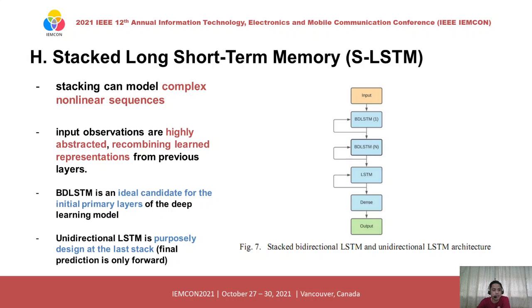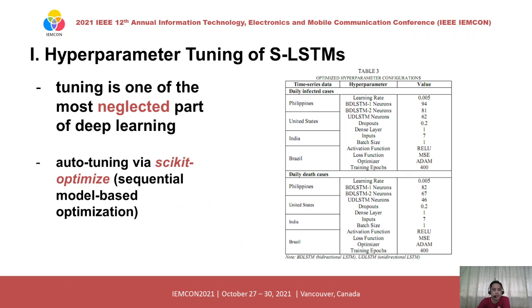Bidirectional LSTM is an ideal candidate for the primary layers of the deep learning model. And we intentionally use the unidirectional LSTM for the last stack because for the final prediction, the model uses the forward direction only. So for the hyperparameter tuning of the stacked LSTMs, tuning is one of the most neglected parts, but this is a very important part in training deep learning models.